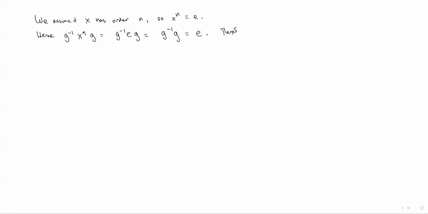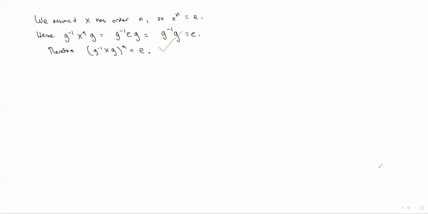But then, we assumed X has order N. So X to the N is the identity, hence G inverse X to the N times G is G inverse E times G, which is just G inverse times G, which is the identity. Therefore, G inverse X G to the N is the identity.